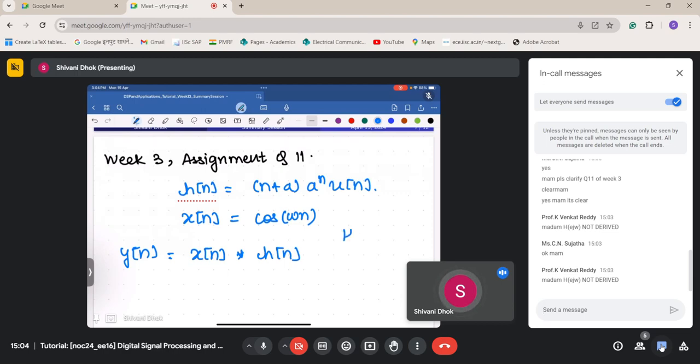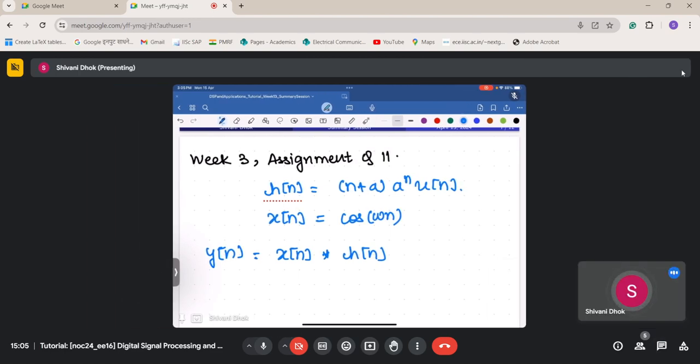Can't you apply this formula, h of omega equal to summation n running from minus infinity to infinity h of n into e power minus j omega n? This is the standard way of finding the discrete time Fourier transform, not DFT, discrete time Fourier transform. Only that thing you need to figure out. That you can find out easily. And for that you can go and look at some properties of Fourier transform.